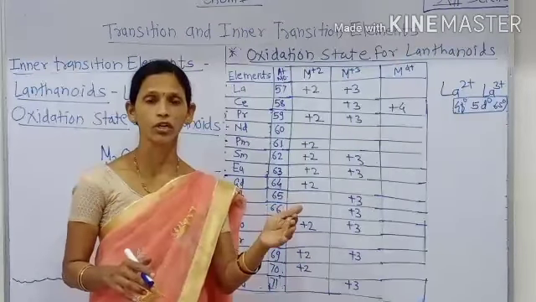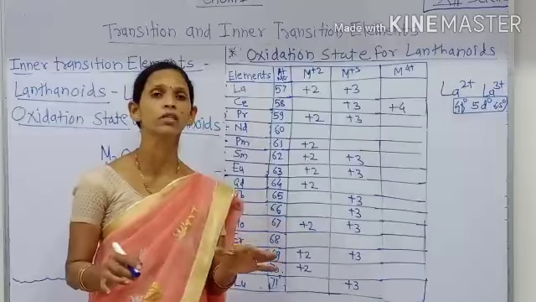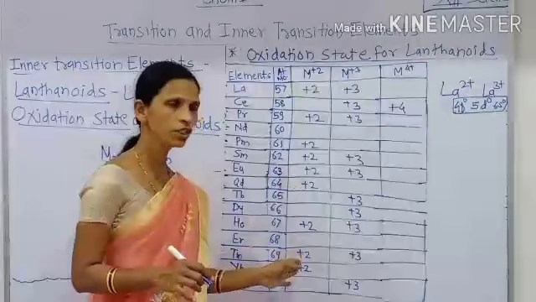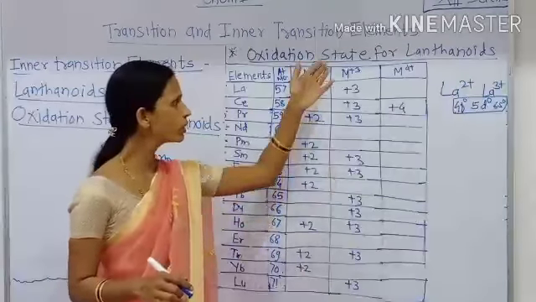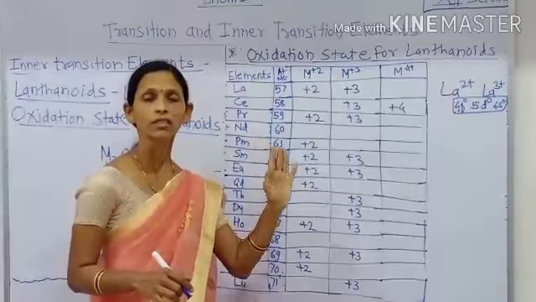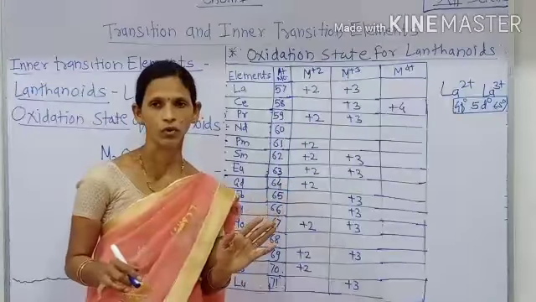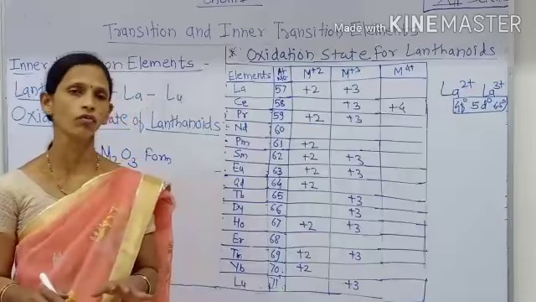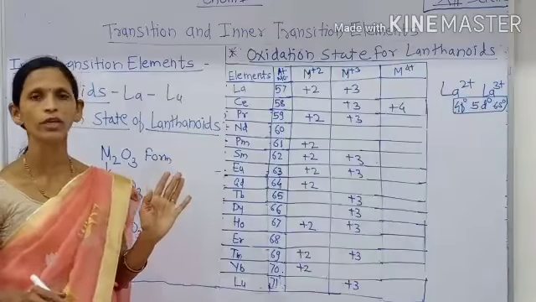According to the electronic configuration, we can explain the stability of those elements in their di-positive ion form, tri-positive ion form, or +4, that is, tetra-positive ion form. That is about the oxidation state of those lanthanoid elements.